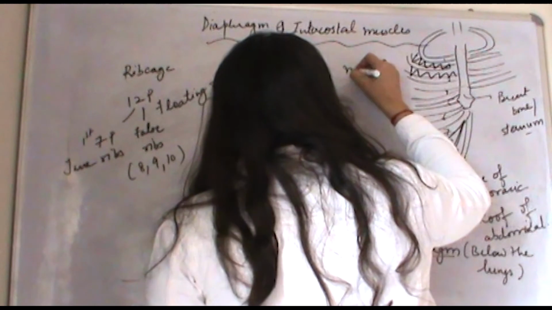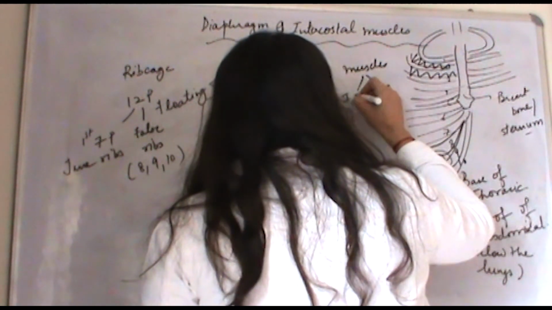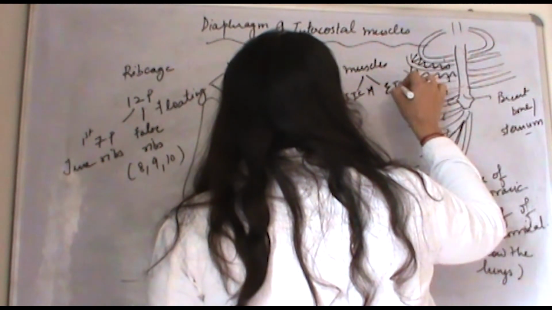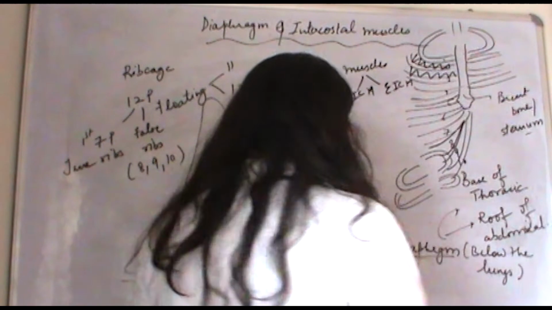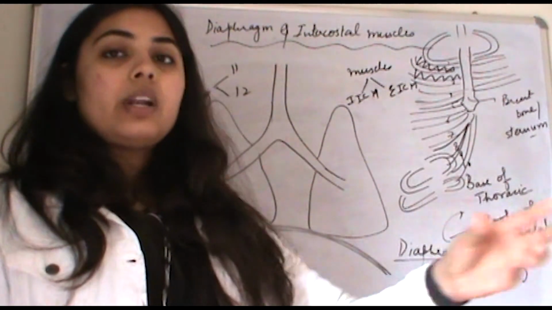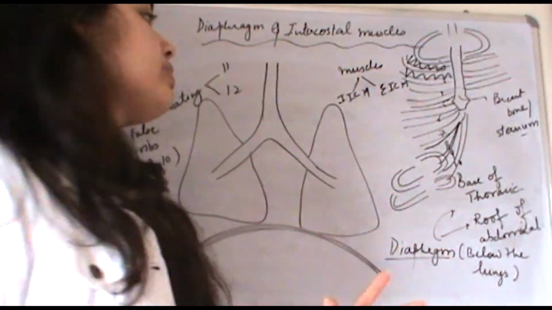Now the last point is the intercostal muscles, the space in between these 2 ribs. This is covered by muscles. Which muscles are present? Internal intercostal muscles, and outside, external intercostal muscles. These 2 muscles help in the expansion and relaxation of the rib cage during the breathing process, during respiration.